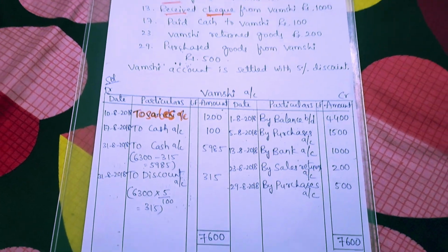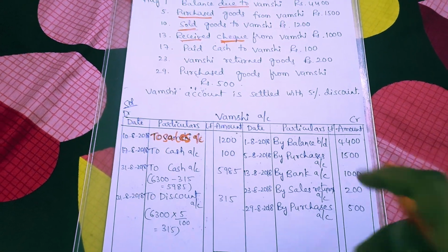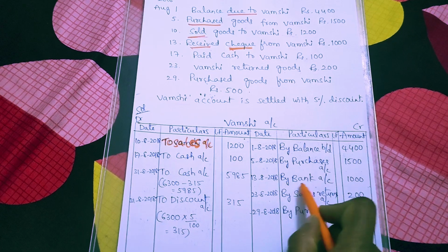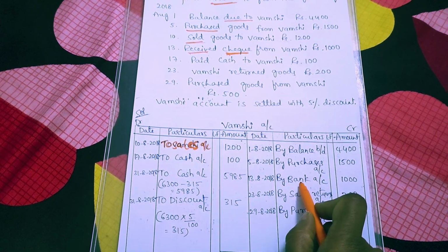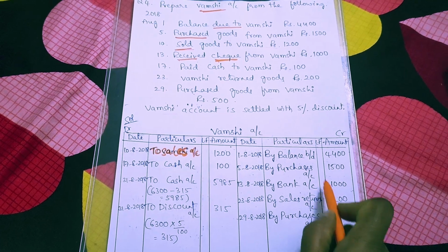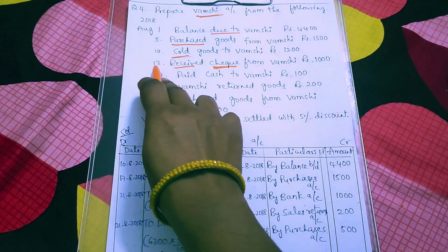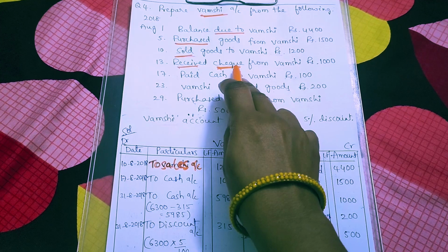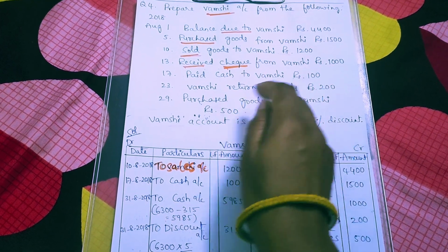See here. By bank account. 13th date. By bank account 1000 rupees. Okay. 13th date by bank. Check no. That is why by bank 1000 rupees.